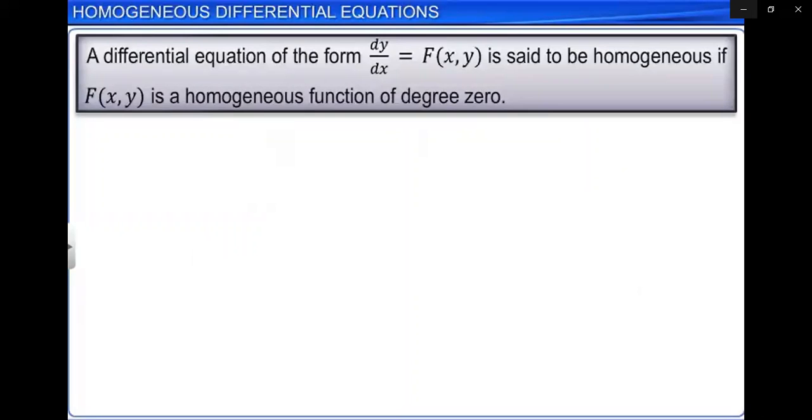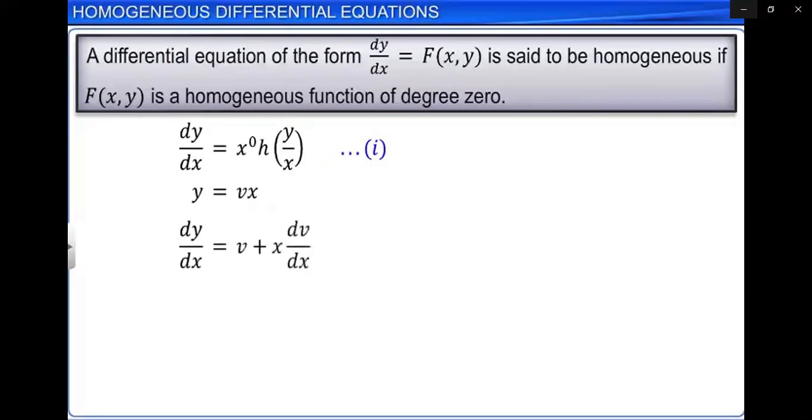Now let's take an example to better understand what we actually have to learn about homogeneous differential equations. Consider a homogeneous differential equation of degree 0, as you can see over here, and substitute the value of y as vx. On differentiating this on both sides, what you will get is dy by dx equals, by the product rule, v plus x into dv by dx.